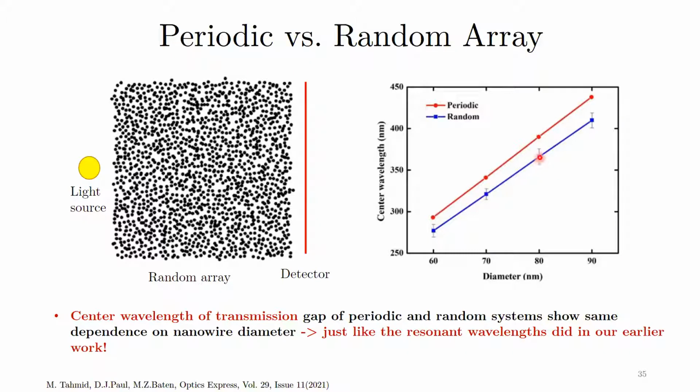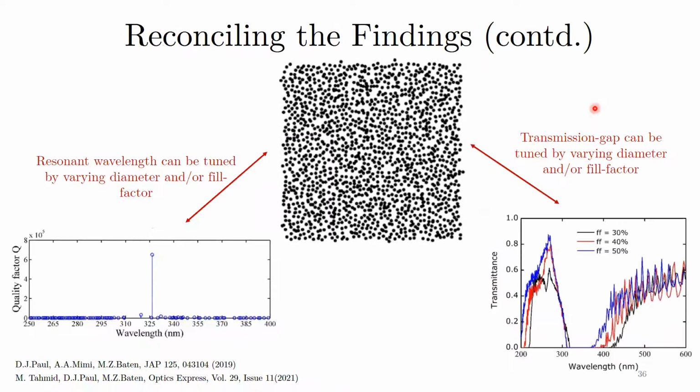But for the random system, as I was mentioning at the very beginning of my talk, there is some variability. So you have to state a range, saying that it will be within this range, but the trend is very similar to the periodic system. So this was again an exciting result. And now what this prompted us to do was to reconcile the findings that we reported earlier in the Journal of Applied Physics with the new findings.